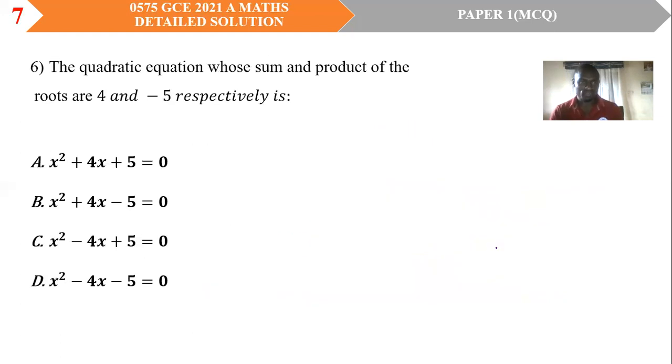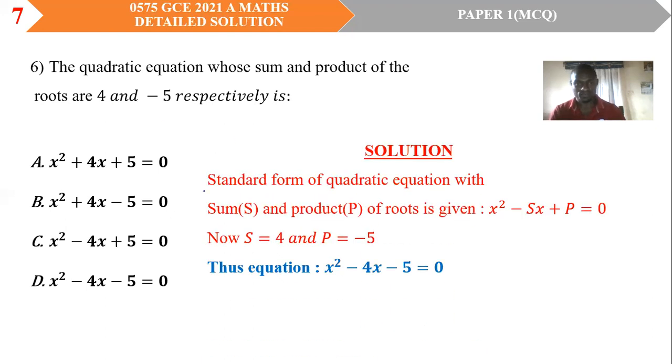Next question. The quadratic equation whose sum and products of roots are 4 and -5 respectively is, here we are required to form an equation, so much so that when that equation is solved, the answers will be 4 and -5. And how do we do that? Solution. Standard form of any quadratic equation whose sum and product of roots are given.